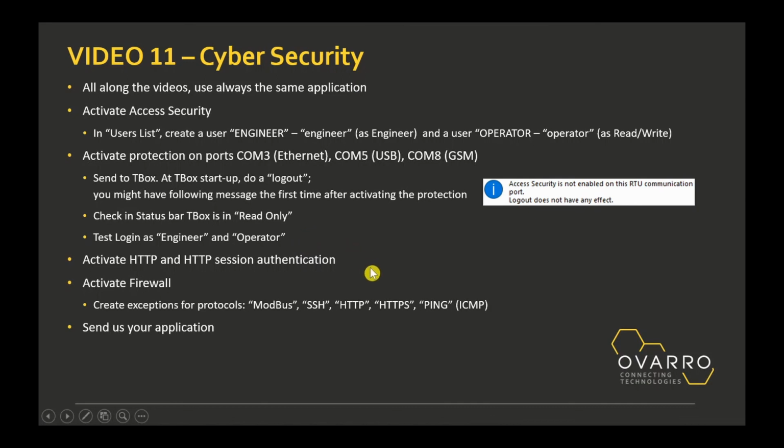Then activate HTTP protection and HTTP session authentication. Activate the firewall and create 5 exceptions for the protocol Modbus, SSH, HTTP, HTTPS and ping, which corresponds to the protocol ICMP. And just send us your application once you have done everything.